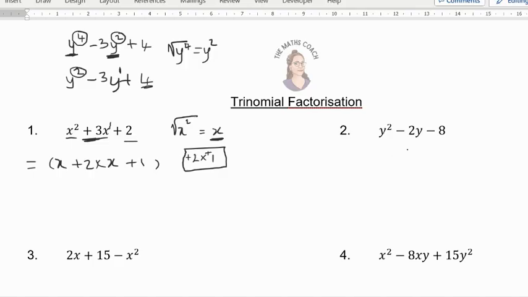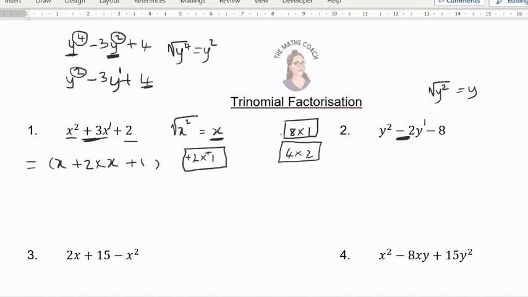Okay, let's look at the second one. First, we have to ask ourselves, is it a trinomial? Can we factorize it by using this method? Yes, we can. We have y squared. Then we've got y to the power of 1, so the square root of that is y, which is great. And then we've got a constant. Okay, perfect. So let's get the factors of that constant. It will be 8 and 1, and 4 and 2. And that's all. Then we ask ourselves, how do we play around with these factor pairs, adding and subtracting them to get us back to the middle term of negative 2?